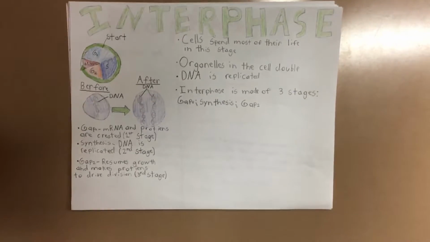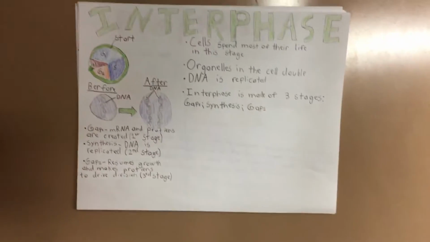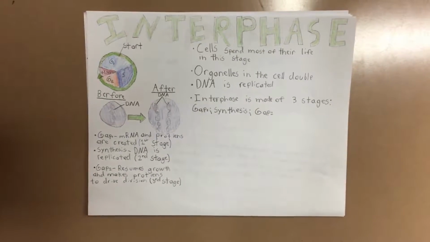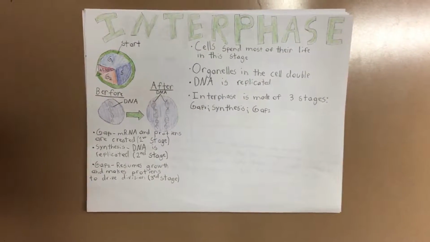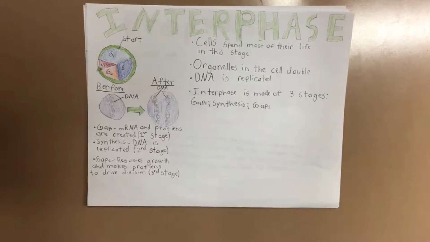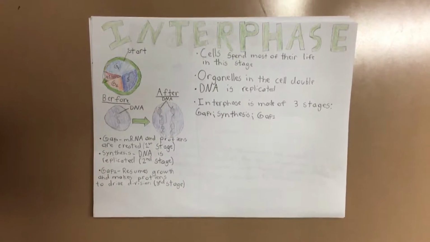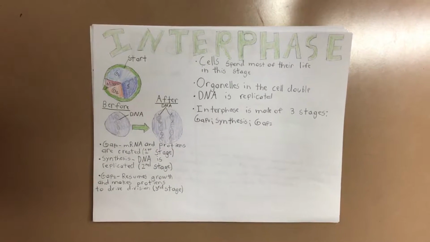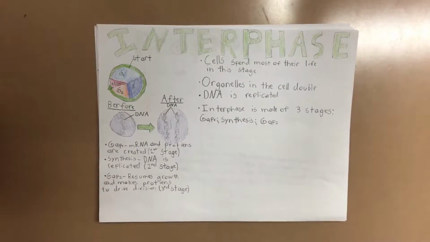The first stage of mitosis is interphase. The cell spends most of its life in this stage. In this stage, the organelles double and DNA is replicated. Interphase is made of 3 stages. It is gap 1, synthesis, and gap 2.